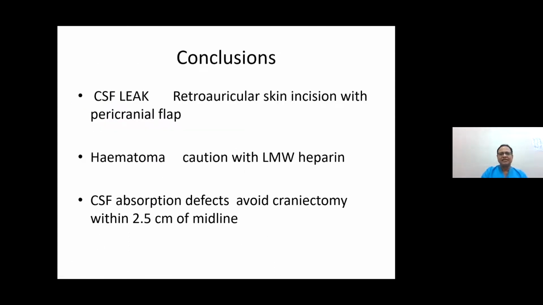So in conclusion, CSF leak can be reduced by using a retroauricular incision with a pericranial flap. Hematoma can be avoided by cautiously using low molecular weight heparin. As time goes, more and more COVID patients will come with head injury, and so we have to be very cautious about what dose of heparin to use for those kinds of patients. CSF absorption defects like hydrocephalus or subdural effusion can be avoided if one avoids a craniectomy within 2.5 centimeters of the midline.